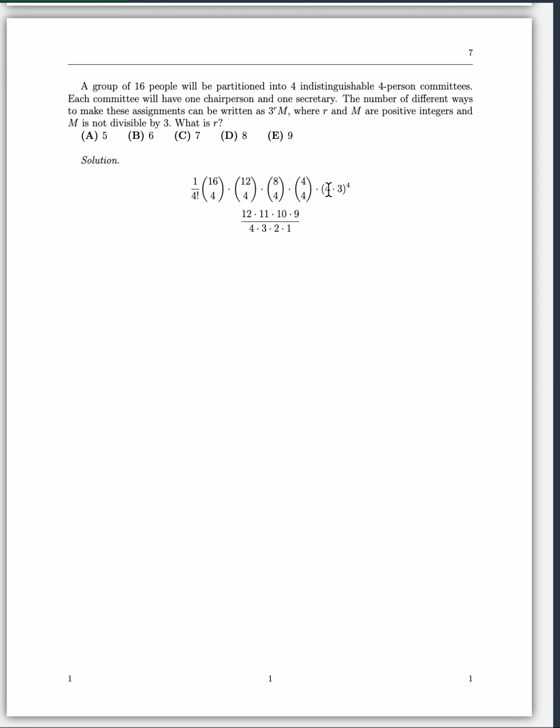Now 4 times 3 to the 4th contributes 4 factors of 3, and 1 over 4 factorial takes away 1 factor of 3. So our final answer is just negative 1 plus 2 plus 4, which is 5. And that is our final answer.